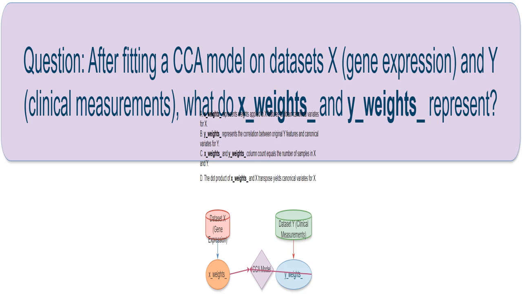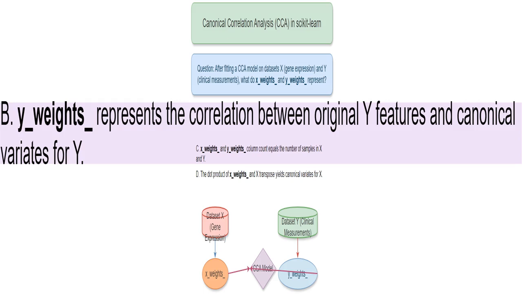We're using scikit-learn's CCA here, a technique to find the best linear relationships between two datasets. Think of it like finding the most aligned directions within two different spaces. This question tests your understanding of these attributes after you've used the CCA model. Are you ready? This statement is incorrect.